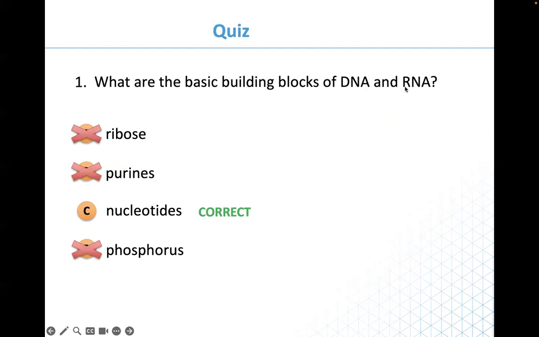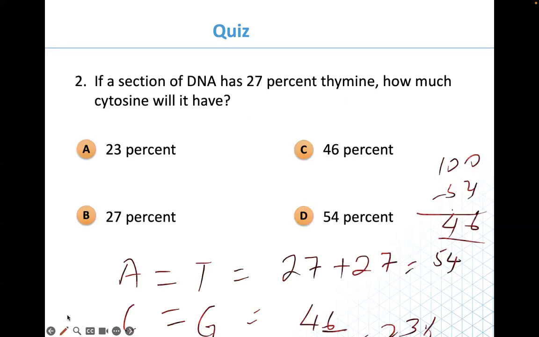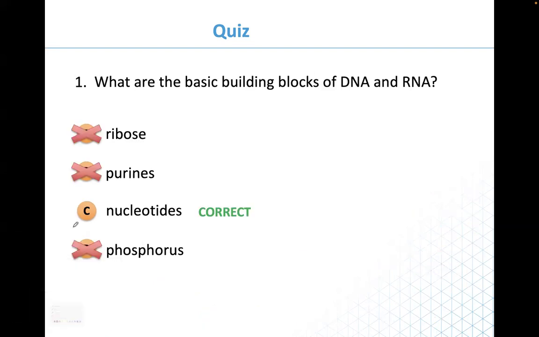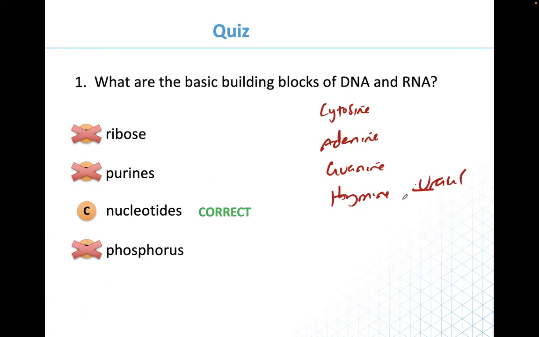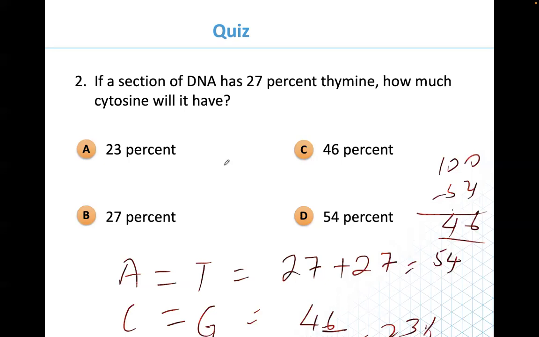So the only difference is RNA. The DNA has cytosine, adenine, guanine, and thymine. But the thymine is not in RNA. Instead, you have uracil. But the rest, we have it. So the nucleotide is the main thing that builds the DNA and the RNA.